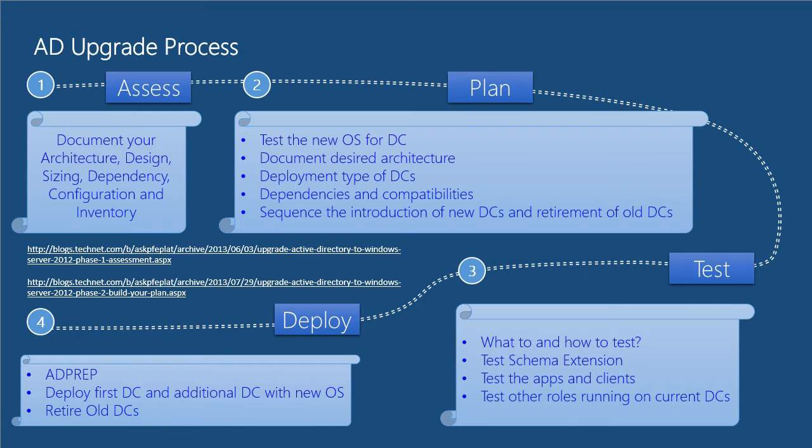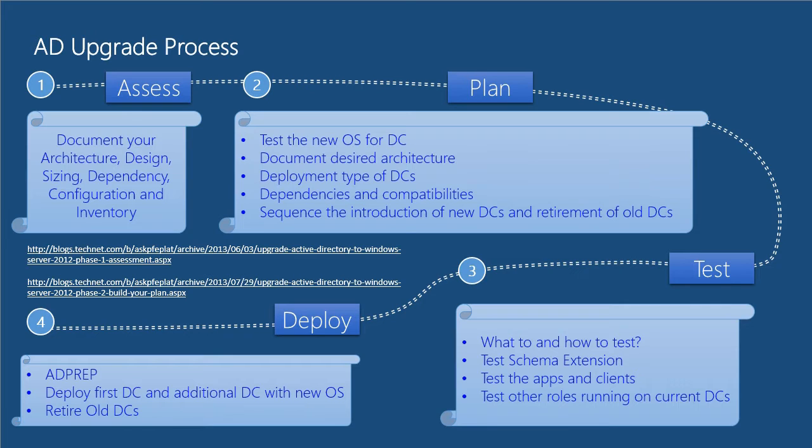Also, you need to test your migration plan for other services like DHCP, WINS, or IaaS that may be running on your current DCs. And then finally comes the deployment stage. Now that you have done your homework, you need to phase your deployment into stages. You need to prepare the Active Directory database for the new DCs using ADPREP. You need to deploy the first domain controller running the new OS, and then you'll deploy the additional domain controllers, and then finally you'll retire your old domain controllers.